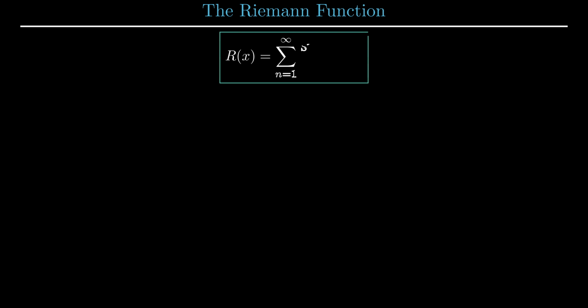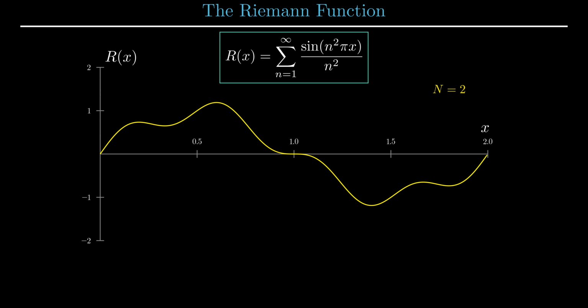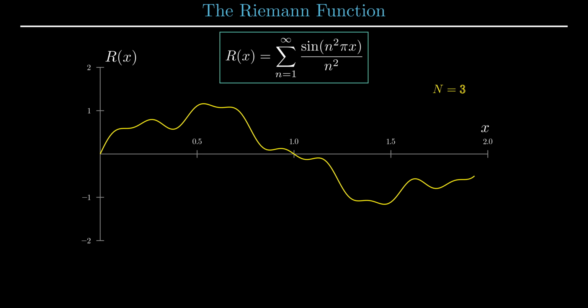To conclude this lesson, let's visually reconstruct the Riemann function, r of x, to see exactly what we have been analyzing. We begin with the first term of the series, where n equals 1. At this stage, it is simply a smooth sine wave. Adding the second term, notice how the fundamental shape begins to distort. As we add the third and fourth terms, smaller and more rapid oscillations appear, layering detail onto the curve.